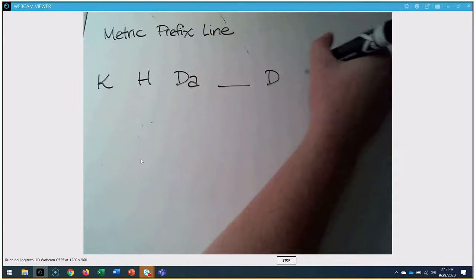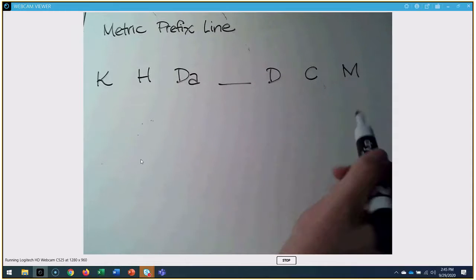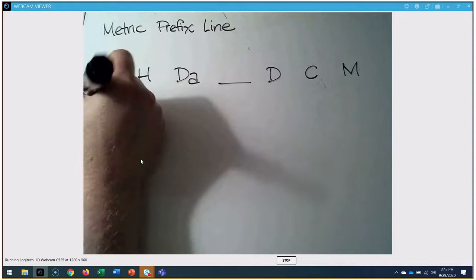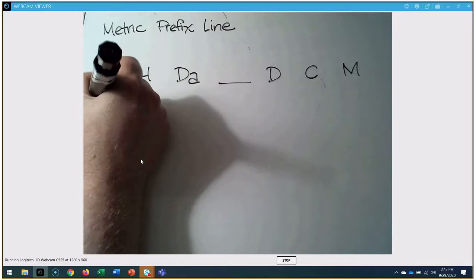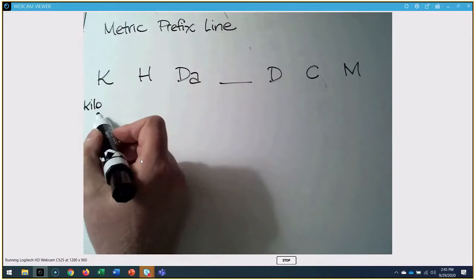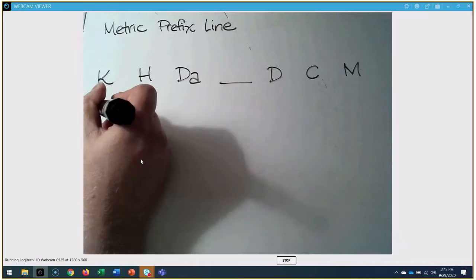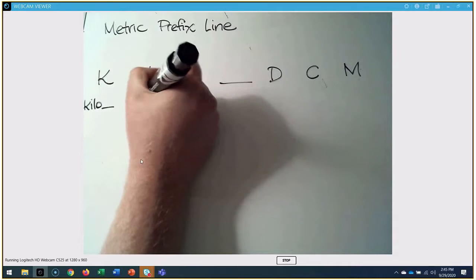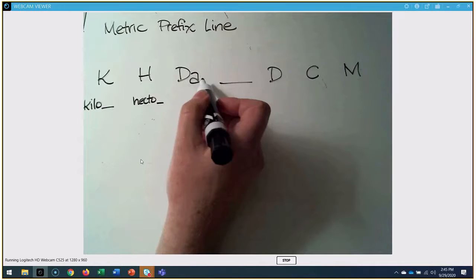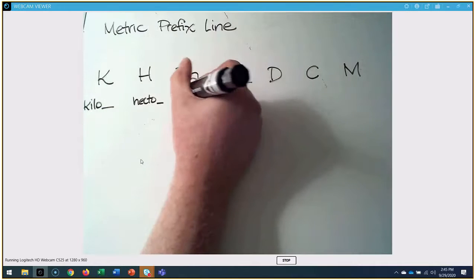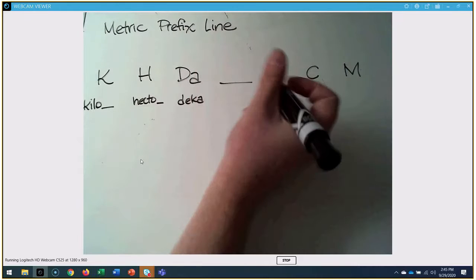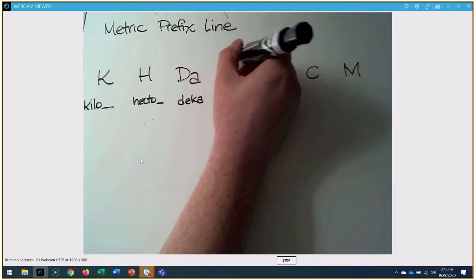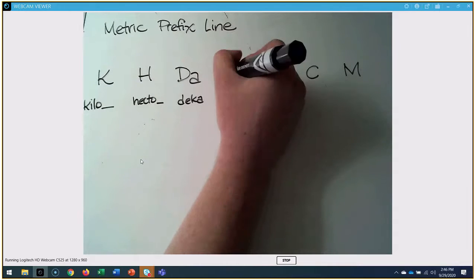D, C, and M. So the K represents the prefix kilo. Prefix means this will come before the root word. So it would be kilo something. H is hecto. DA stands for deca. This right here, the space, might as well talk about it right now, is reserved for the base unit.